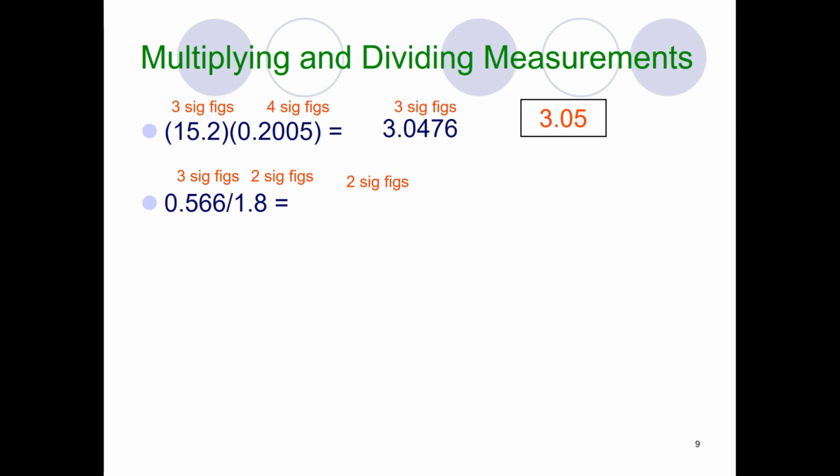So 2 significant figures, but this is what my calculator says. So I need to round this to 2 significant figures. 0.31. Don't think that has 3 significant figures. Remember, zeros to the left are not significant. The 3 and the 1 are significant, but the 0 is not.